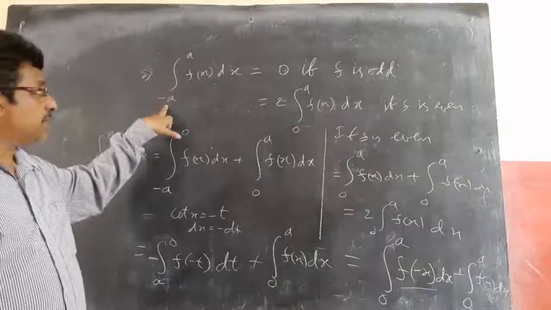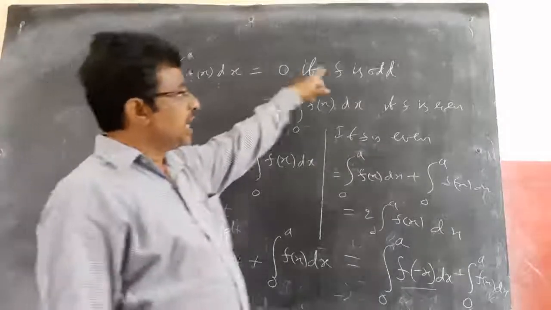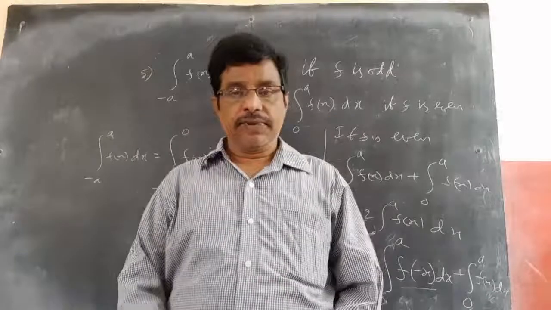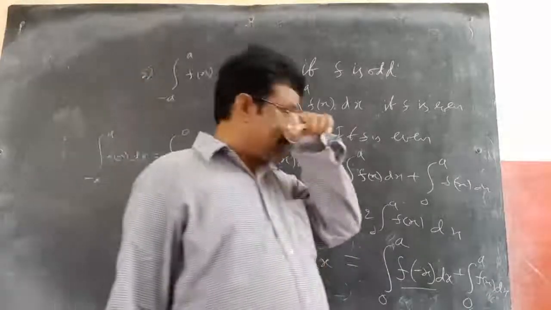So what is the theorem saying? The integral from minus a to a of f(x) dx equals 0 if f is odd, and 2 into the integral from 0 to a of f(x) dx if f is even. Like this we can prove the theorem.